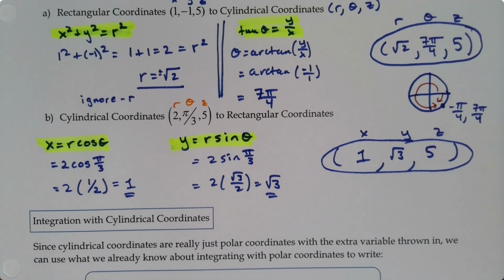So the conversion's not too bad as long as you remember your polar coordinates and your unit circle. Then you should be golden.